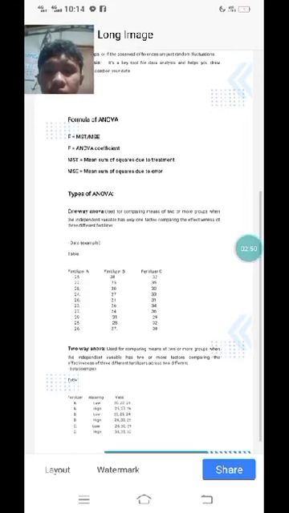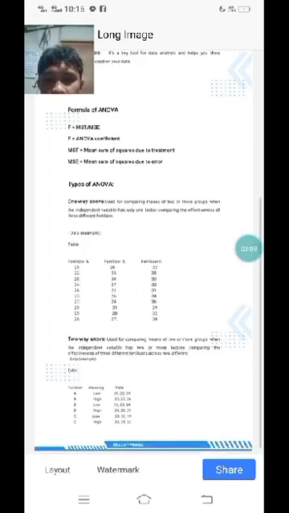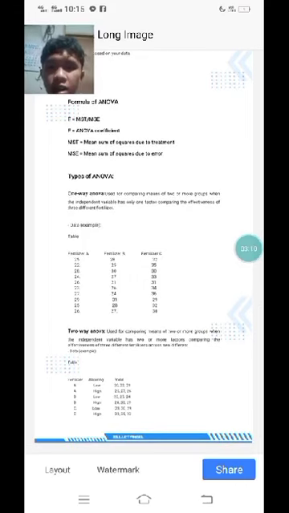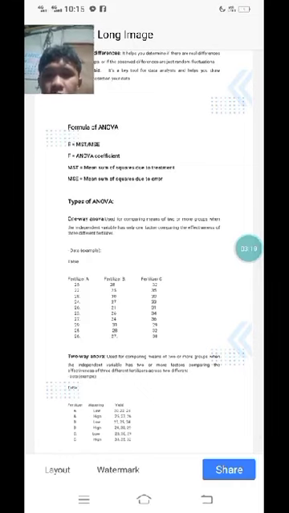Types of ANOVA. One-way ANOVA is used for comparing means of two or more groups when the independent variable has only one factor, for example comparing the effectiveness of three different fertilizers. Data examples are fertilizer A, fertilizer B, fertilizer C. That is an example of one-way ANOVA.